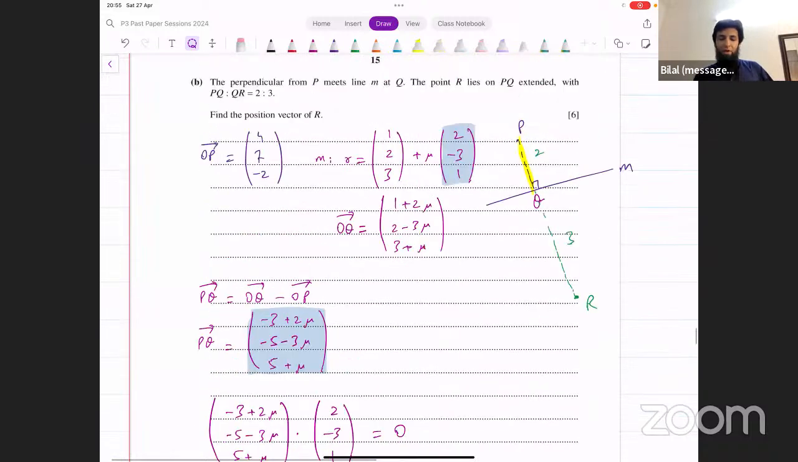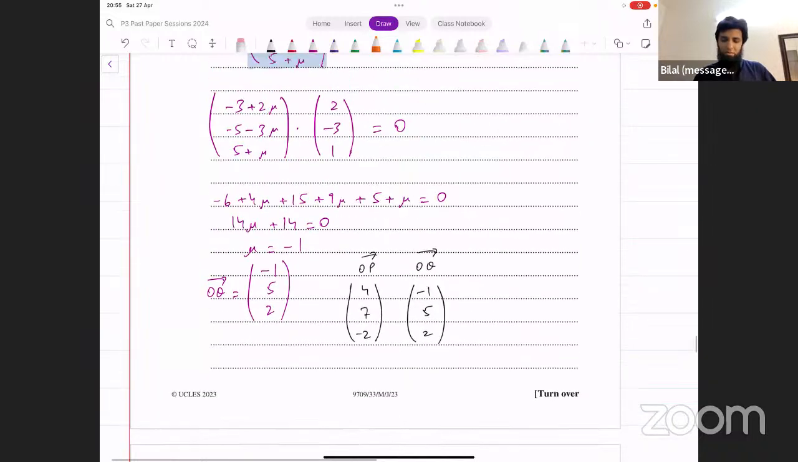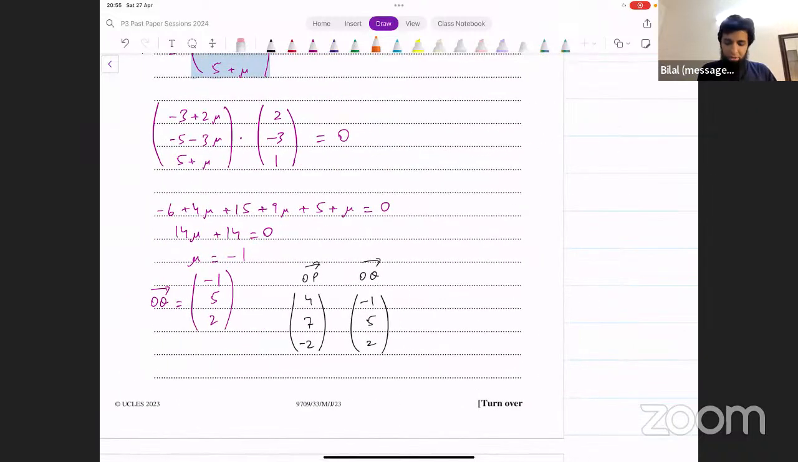How do we go from P to Q? In order to go from P to Q, how many units do we have to go here? Minus 5 units, right? 4 to minus 1. How do we go from 4 to minus 1? We have to subtract 5 units for that. In order to go from 4 to minus 1, we have to go minus 5 units.